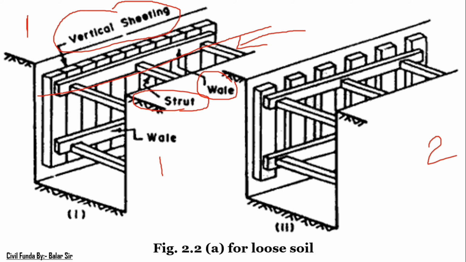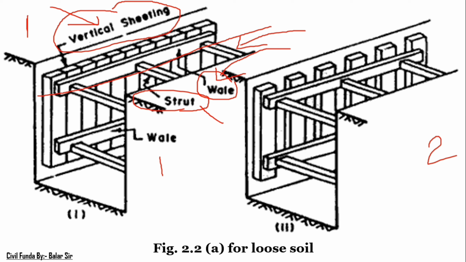So sir, what is the simplest installation process? Again I repeat, in terms of installation, first you need to install the vertical sheet. Second, after that you install the wale, perpendicular or horizontal, and third you install the strut, which is fixed by the wale. Okay, so this is condition number 1.